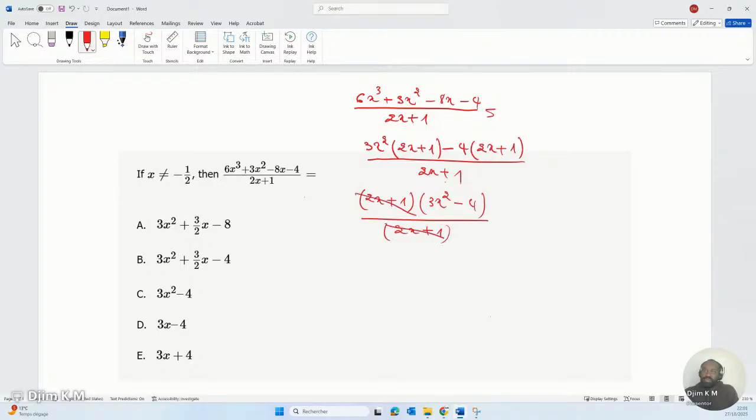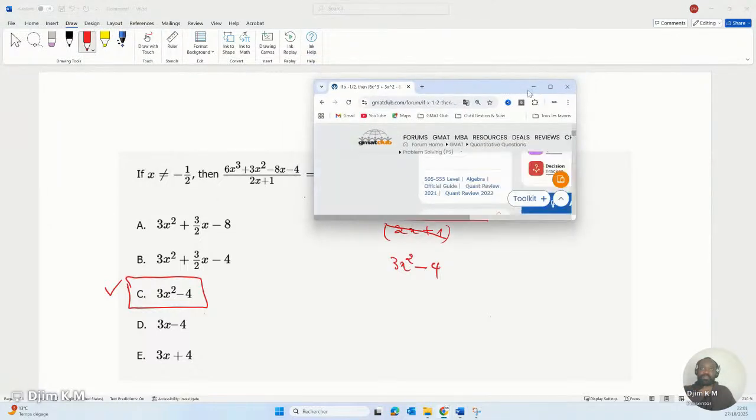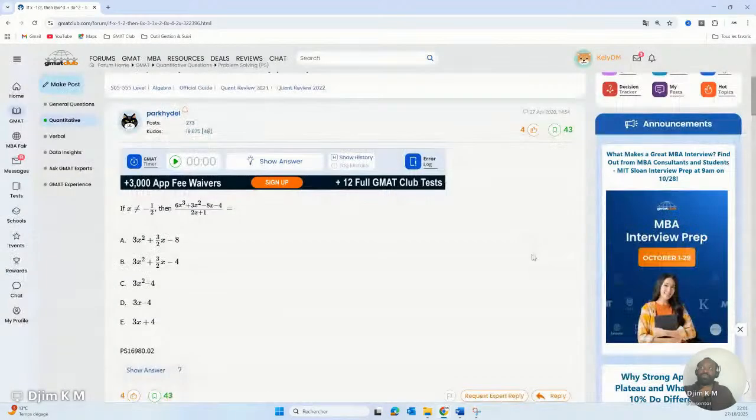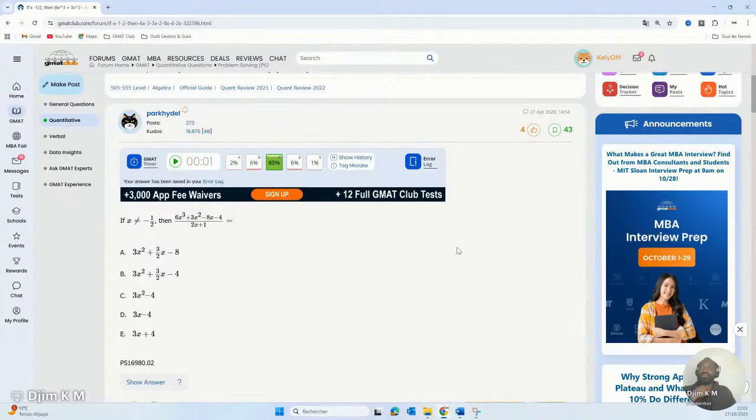We can simplify like this. And we have 3x squared minus 4, which seems to be this one. Let's check. Answer C. That's answer C.